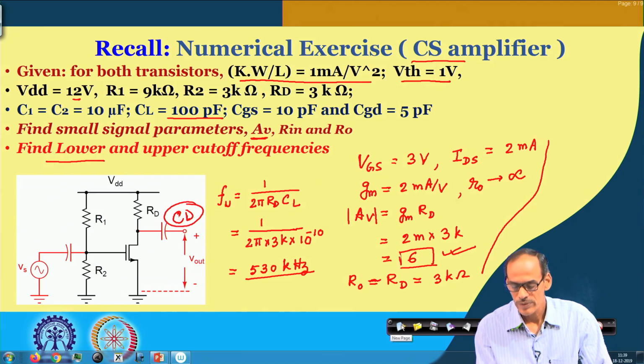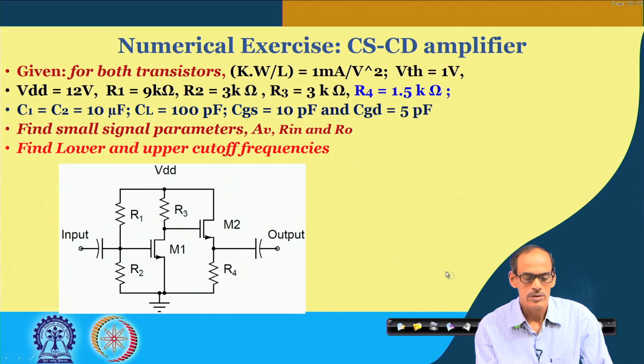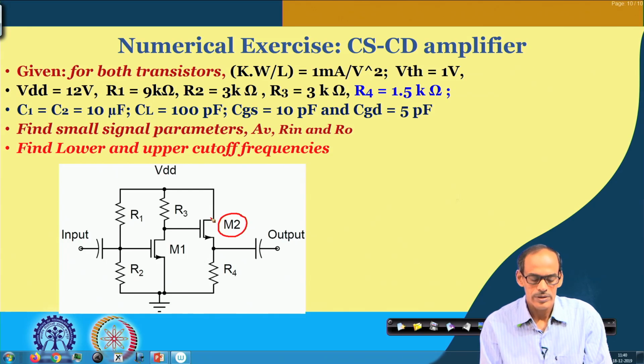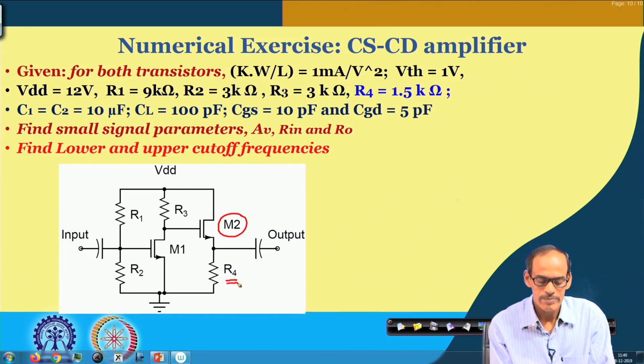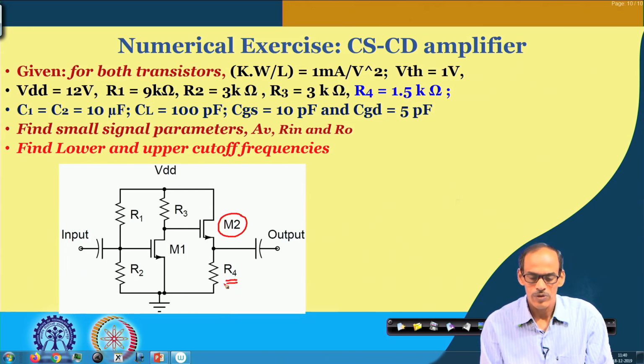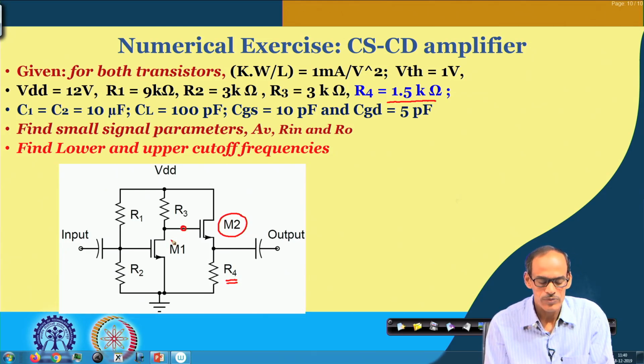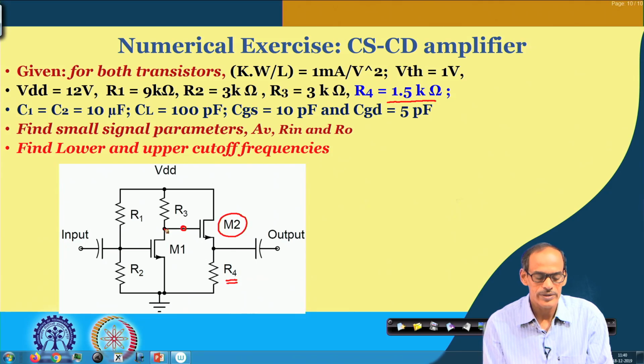In the next slide we do have that example here. All the information we are keeping the same. We do have an additional common drain stage coming out of the transistor M2 and its bias circuit R4. R4 is given here, it is 1.5 kilo ohm. Note that its biasing is done directly from the DC voltage available at the drain of transistor 1.